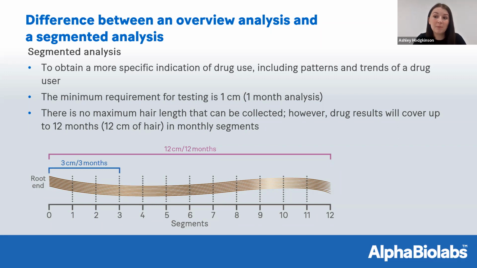You would see that within the sample as they gradually reduced over the months, where you're not necessarily going to see the same in an overview analysis, because you're looking at the time frame as a wider amount of time. So if you do have a client who is looking to prove the reduction or their abstinence after use, then segmented analysis would be the best option.